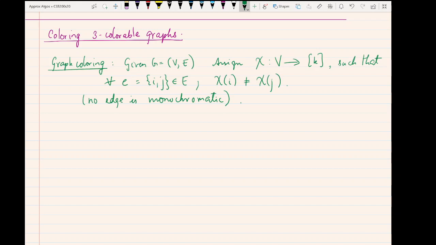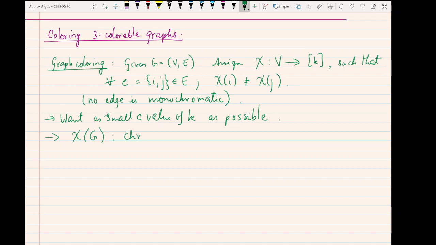Now, of course, we want as small a value of k as possible, because basically we want to color the vertices of the graph using the minimum number of colors. The chromatic number of the graph, denoted by chi of G, is the minimum value of k for which G has a valid coloring.